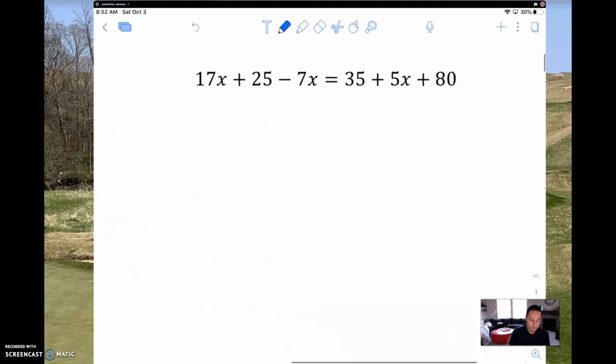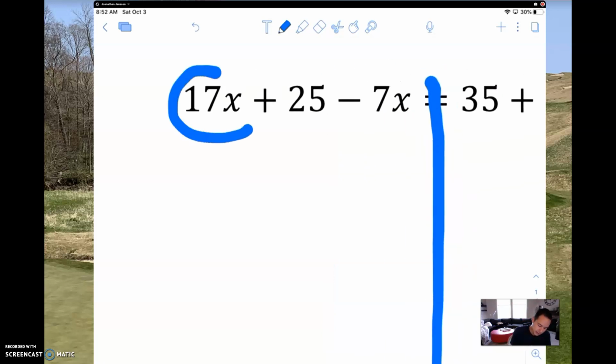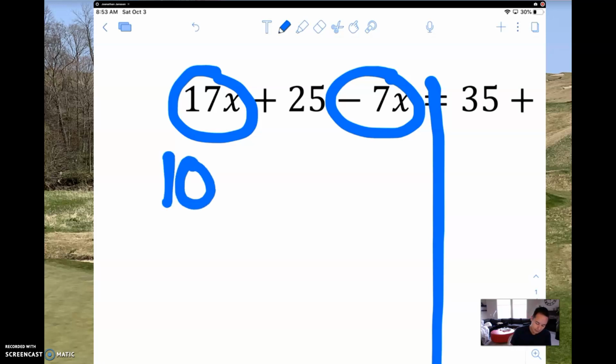Let's look at one more. Draw our line going down that equal sign. Let's take a look at the left side of that line. Do you see any like terms? Yeah, you see that 17x and the minus 7x. Let's go ahead and circle those. 17x and minus 7x. Now, if you combine 17x with a minus 7x, you end up getting 10x. So those simplify to be a 10x. And we still have the plus 25.